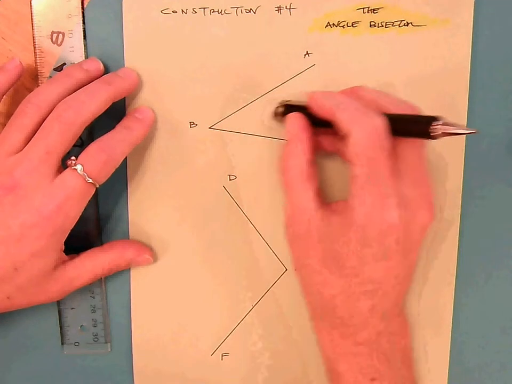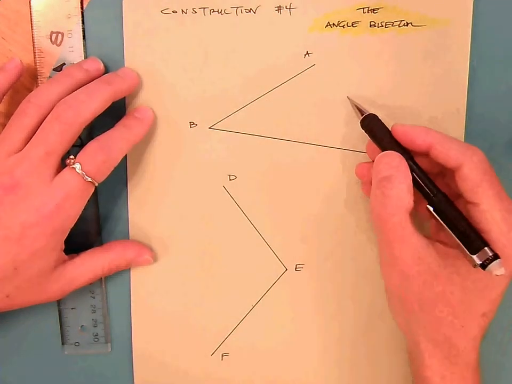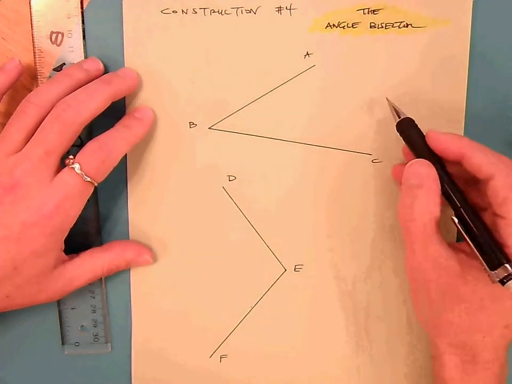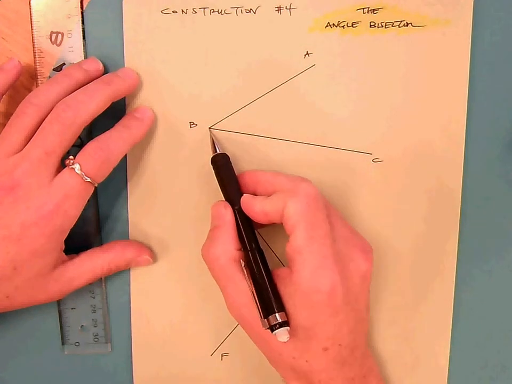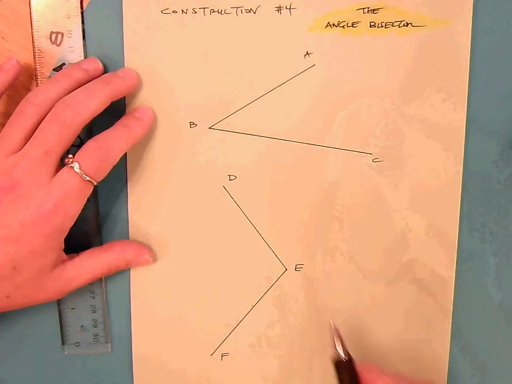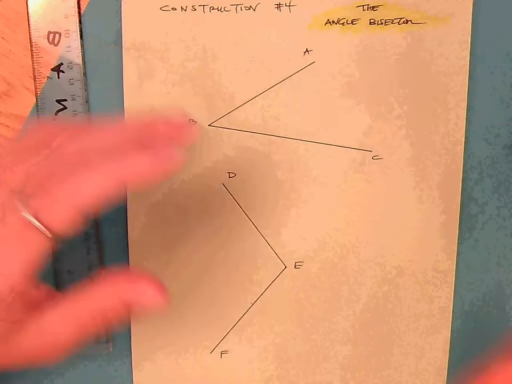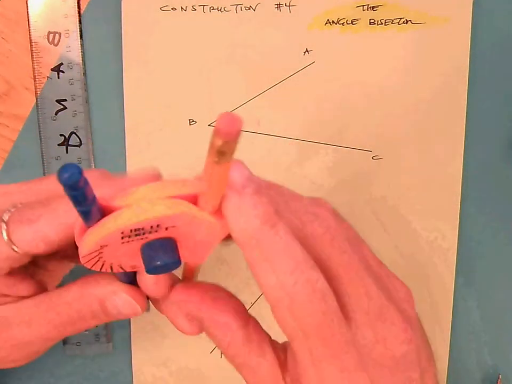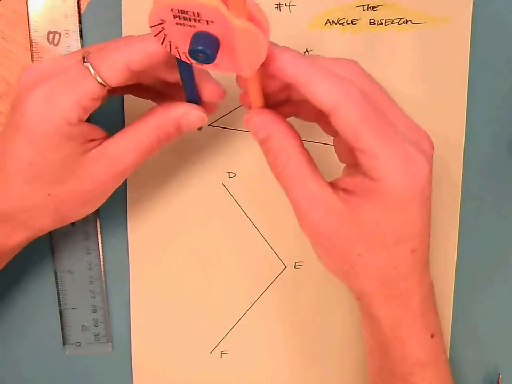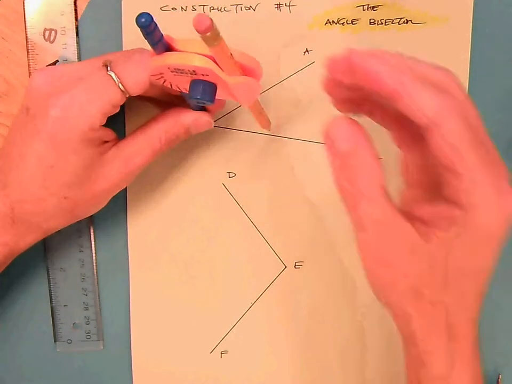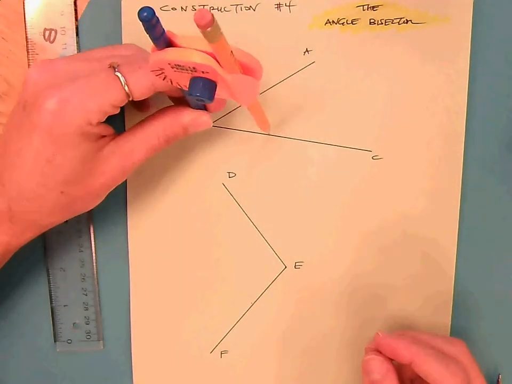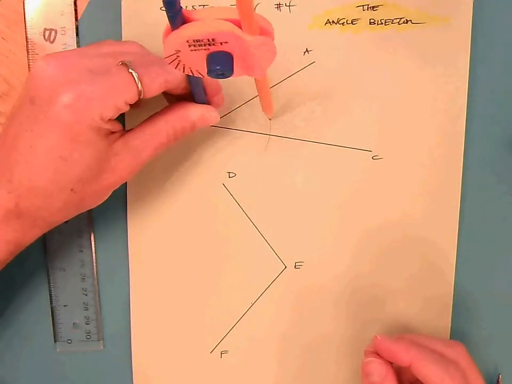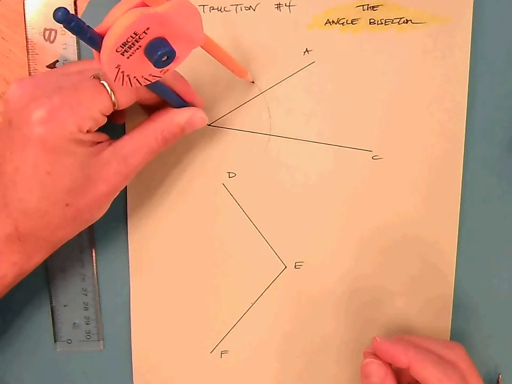So to do that, we need to find a point of reference somewhere out here, somewhere along this ray, so that I can, with the point at the vertex, draw that ray with confidence. So, let's get our compass. Let's choose a setting not too big, not too small. And very simple. Draw an arc so that it intersects both sides, like we did with our duplication process.